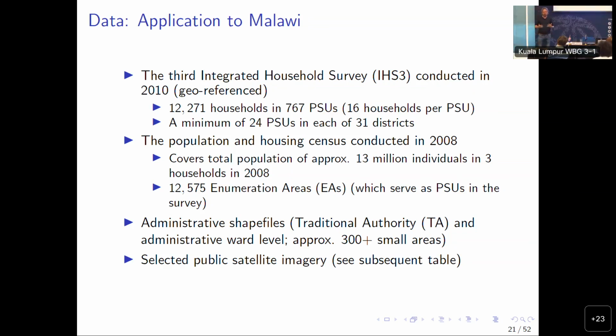You need shape files that geo-reference the PSUs in Malawi, actually in the country, and ideally also the small area boundaries that relate to them. So these are the two things you need. The primary sample units in the survey need to be geo-referenced, and you need a shape file that geo-references the enumeration areas in your country.